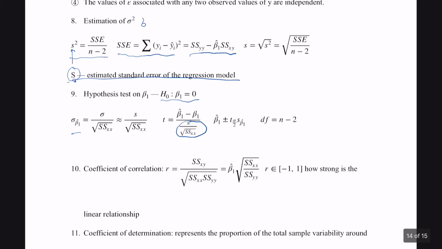And it's a t-statistic. You need to calculate a t-score. This is how you do the confidence interval. And since it's a t-score, always pay attention to the degrees of freedom.